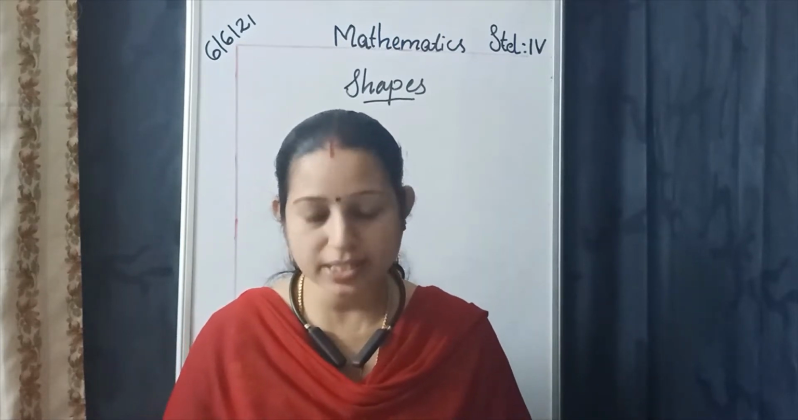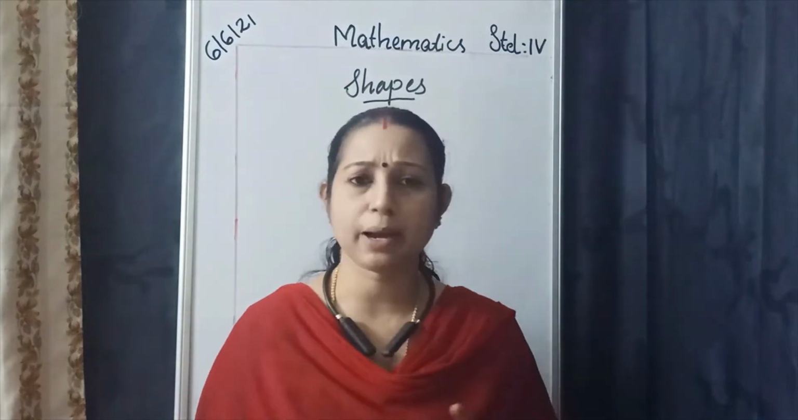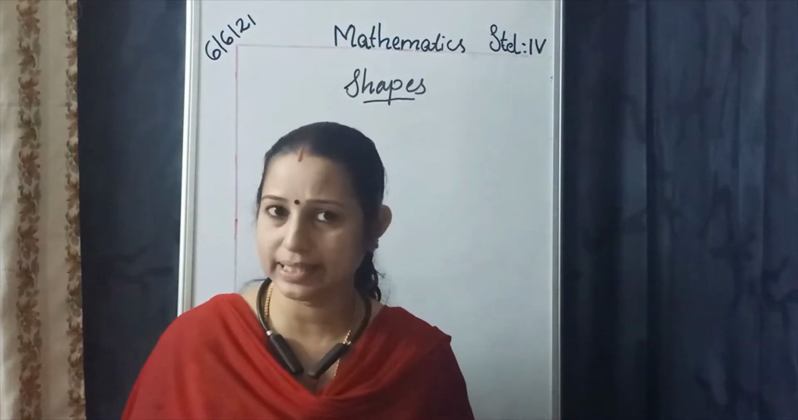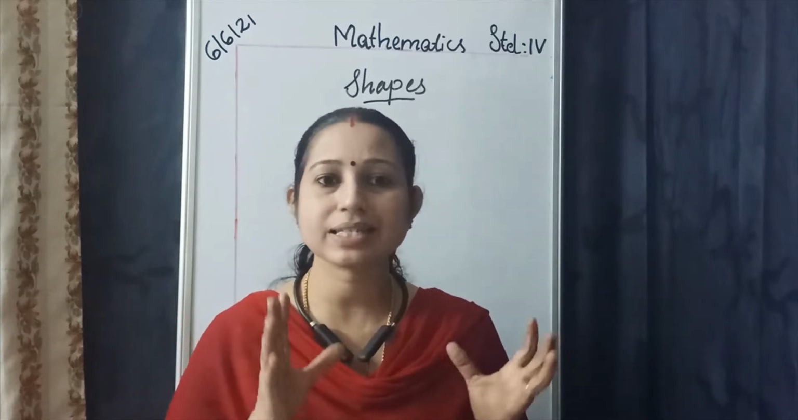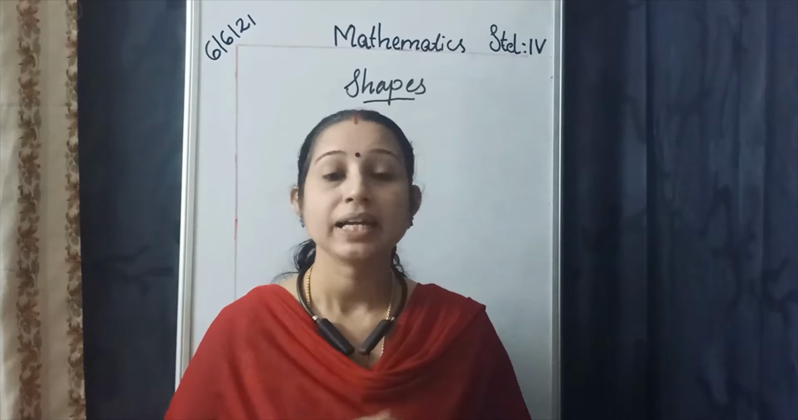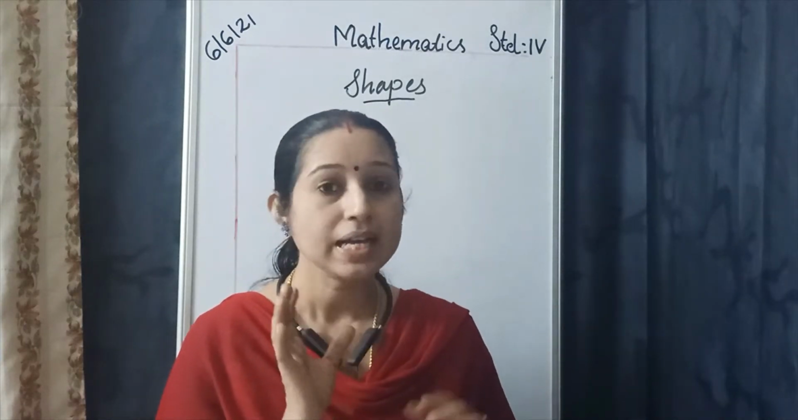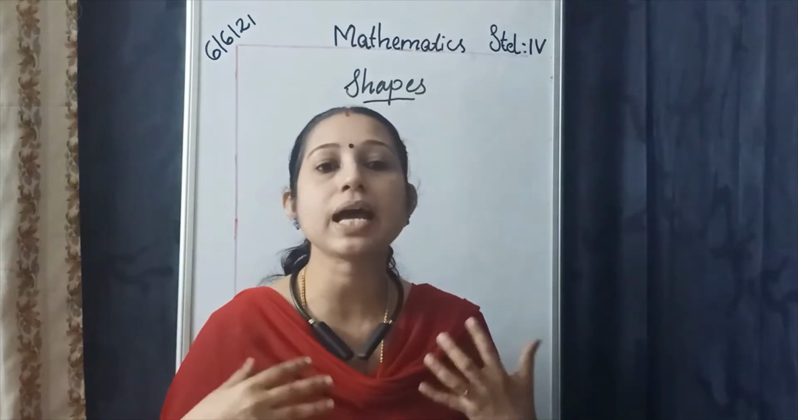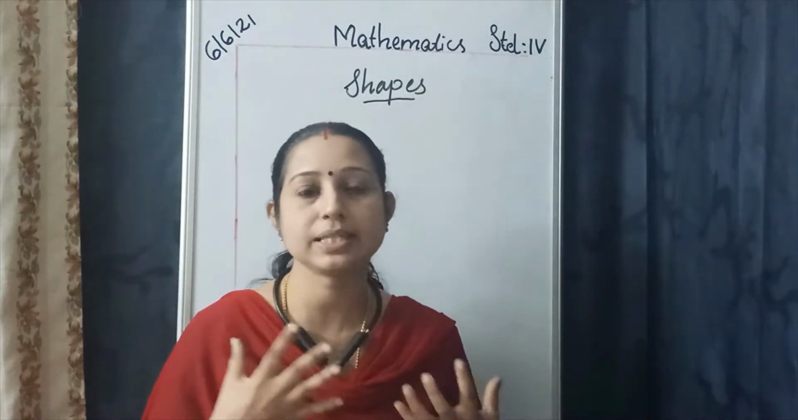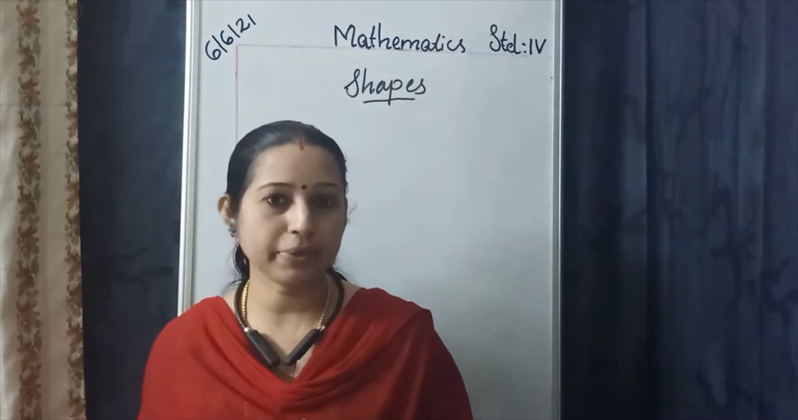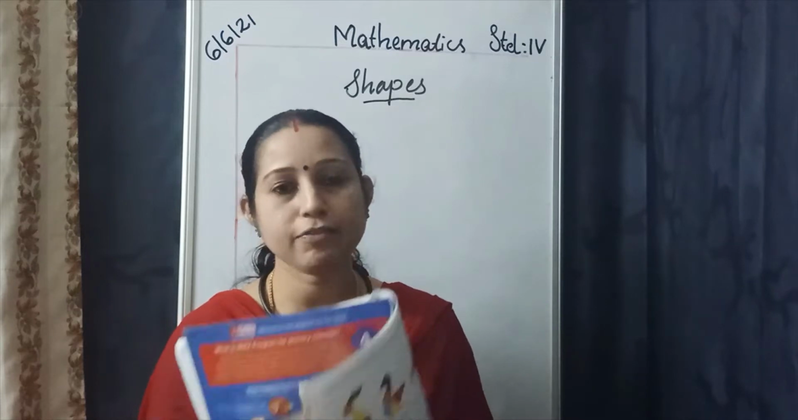So the first topic in this chapter is tangram, which we already learned in 3rd standard. Just to understand, tangram is a Chinese puzzle. It has 7 pieces. Using those 7 pieces, we can make different types of animals, plants, human beings, fish, etc. Some examples are given in the textbook.